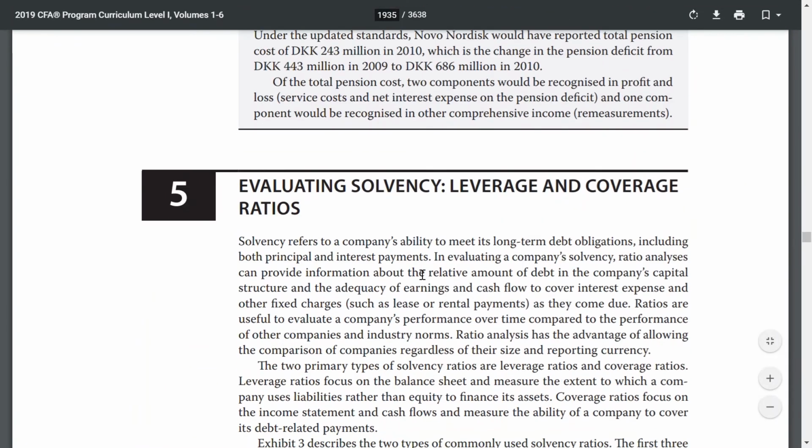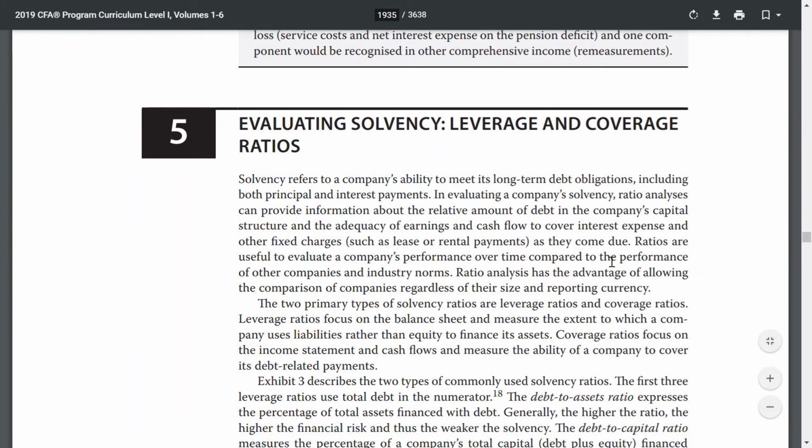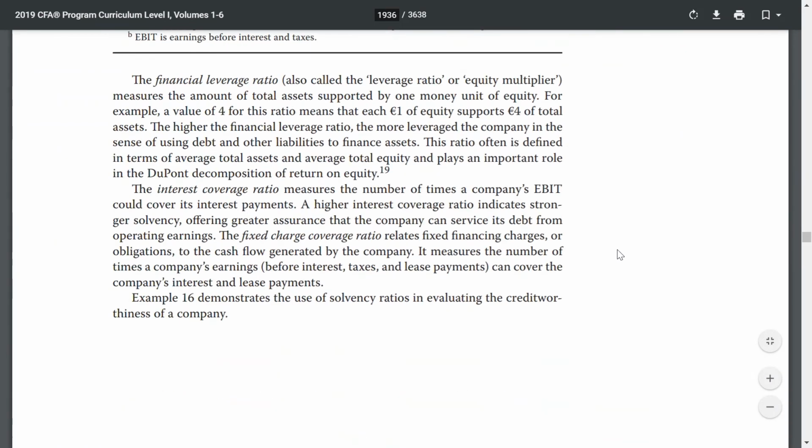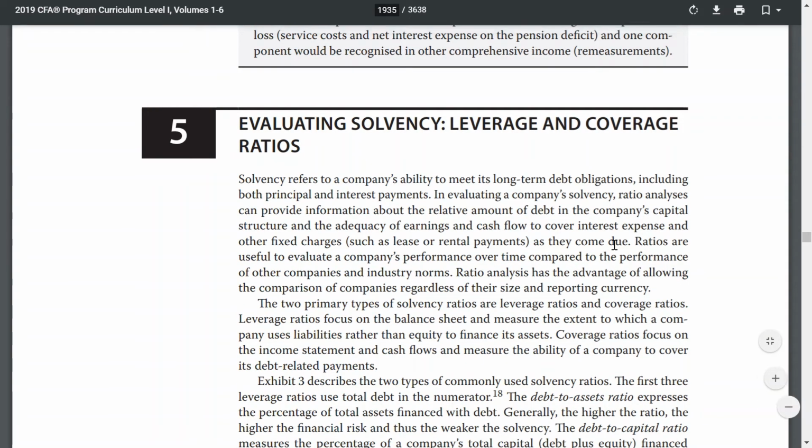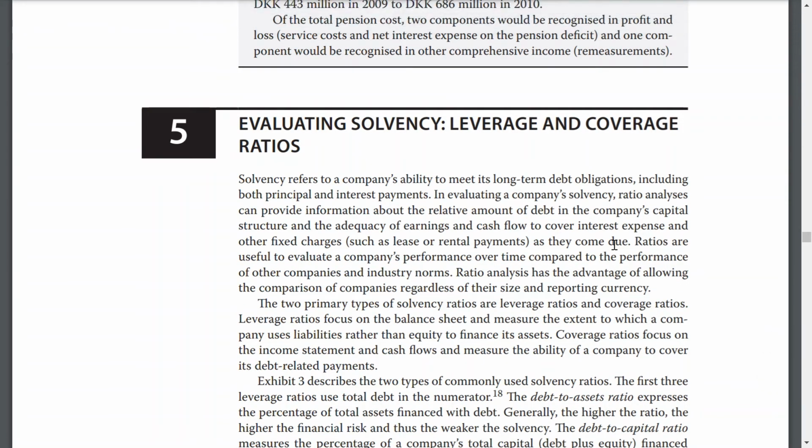Evaluating solvency, leverage, and coverage ratios. Solvency refers to a company's ability to meet long-term debt obligations, including both principal and interest payments. In evaluating a company's solvency, ratio analysis can provide information about the relative amount of debt, the company's capital structure, and the adequacy of earnings and cash flow to cover interest expense and other fixed charges as they come due.